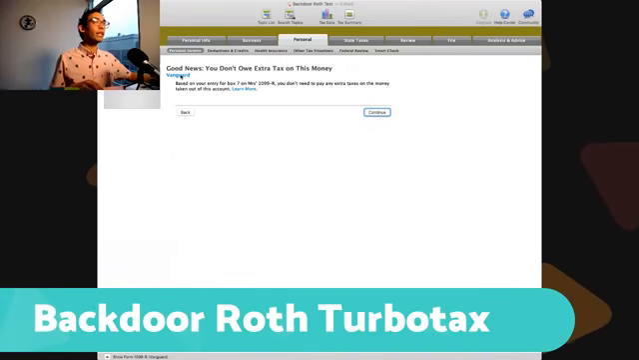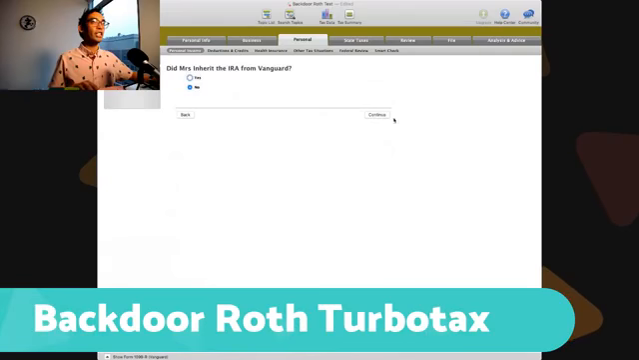Good news. You don't owe extra tax on this money. But now look, the federal tax due had gone from 0 up to $1. That $1 came from the earnings that you had for that week while the money was sitting in the traditional IRA. I'll get to that in a second. We'll see how that mathed out. So we're going to continue. Was this inherited? Nope.